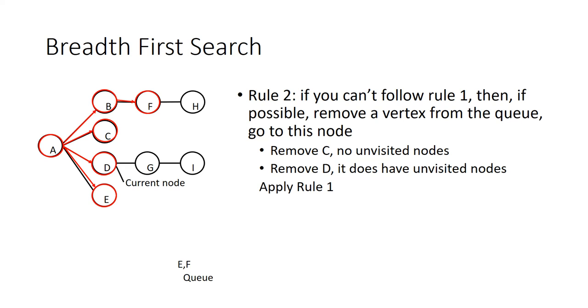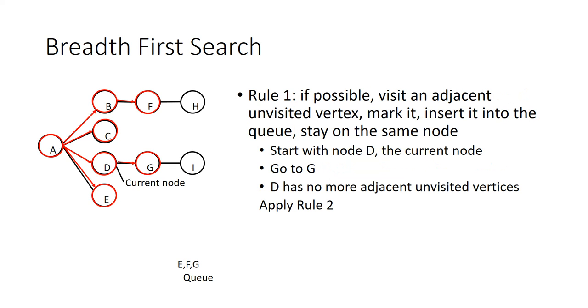It has no unvisited nodes that it can get to. So I'm going to take something else off the queue. I'll take D off the queue. And oh, look at that. I can go somewhere. So I'll go back to rule 1. And I'm at D. And I realize I can go to G. So I will visit G, mark it as visited, and put it on the queue. So you'll see my queue now has E, F, and G on it.